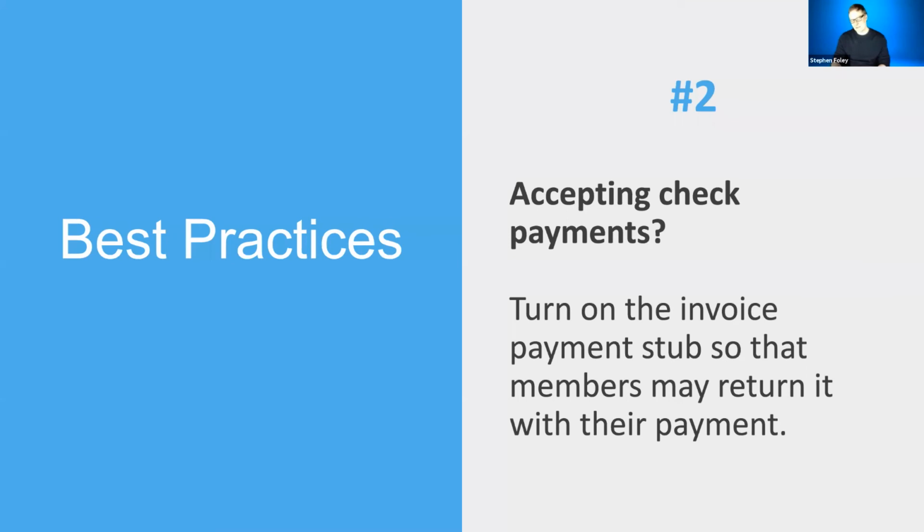The next one, again, relates to check payments. It's pretty prolific still in this space. Your members are looking to pay with checks, so it's not surprising my best practices relate to checks. But if you are accepting them, you may want to turn on that invoice payment stub. That way the member can rip that bottom portion off and return it back with the check when they make the payment.